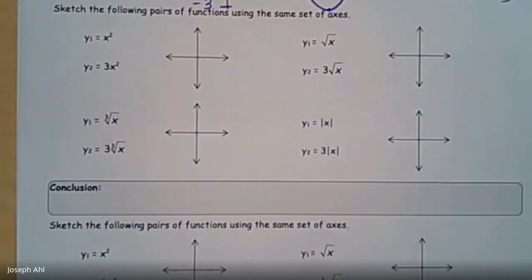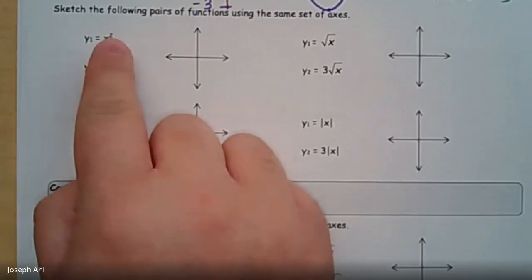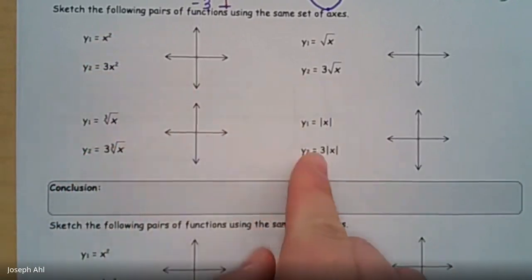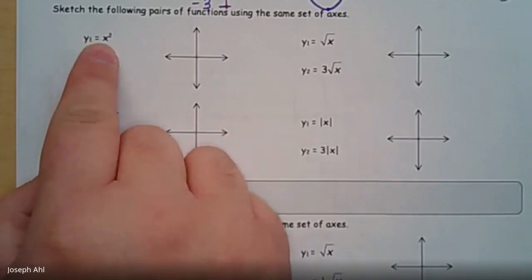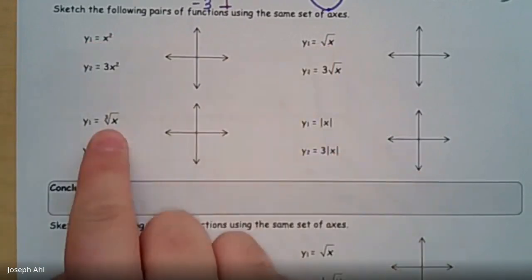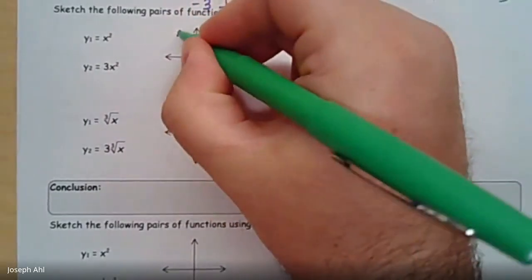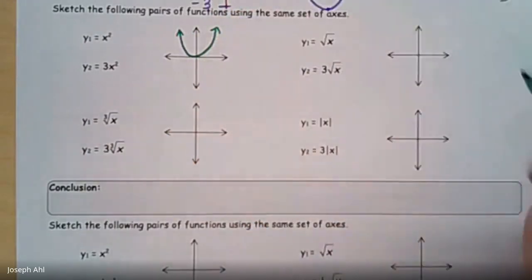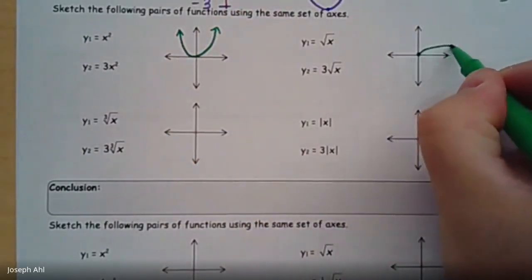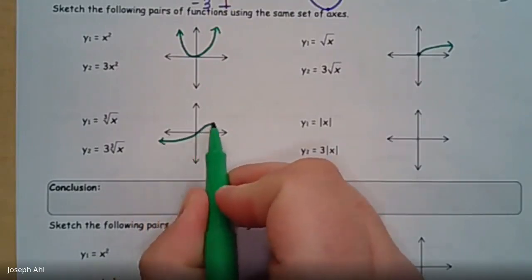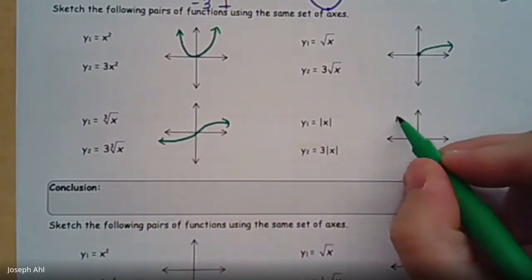So go ahead and take some time here to think about what effect this 3 has. There's a 3 in front of each of these functions, and we have the parent functions x squared, radical x, cube root x, absolute value of x. So I'm going to go ahead and sketch those real quick. So we've got x squared. We should really know what that looks like by now. Radical x, cube root x, and then absolute value is this v.